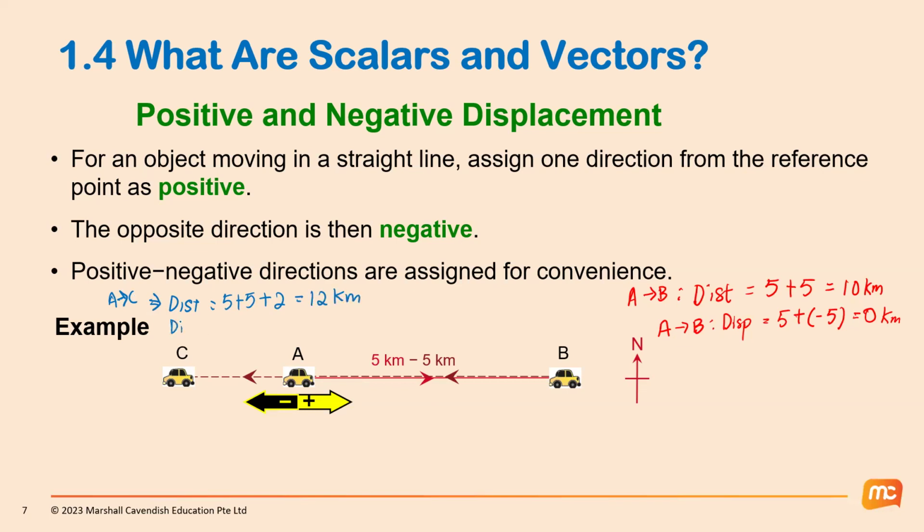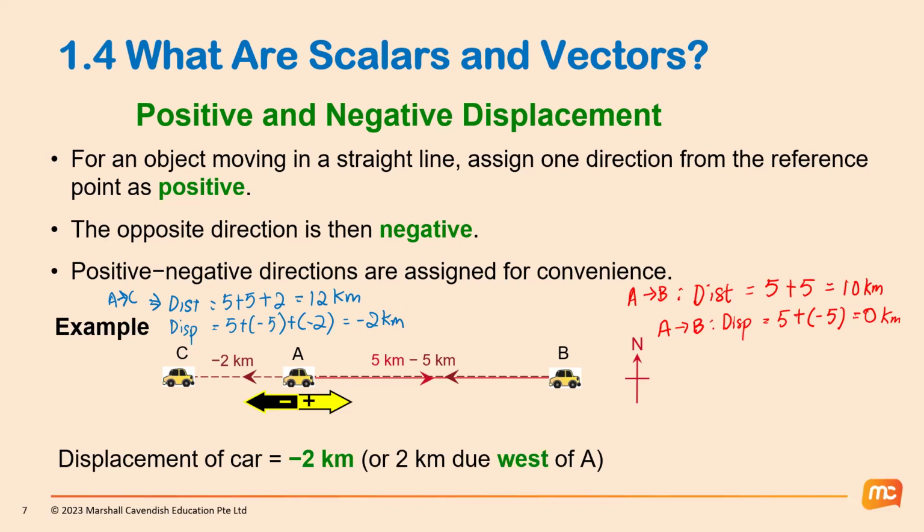But for my displacement, I would have covered 5 plus minus 5 plus now minus 2 because it's also moving to the left in the opposite direction. So I would have covered minus 2 kilometers. That's my displacement from my starting point to my ending point: minus 2 kilometers. And if I don't like the minus 2 sign, I can also state the direction: 2 kilometers due west of A. It's fine as well.